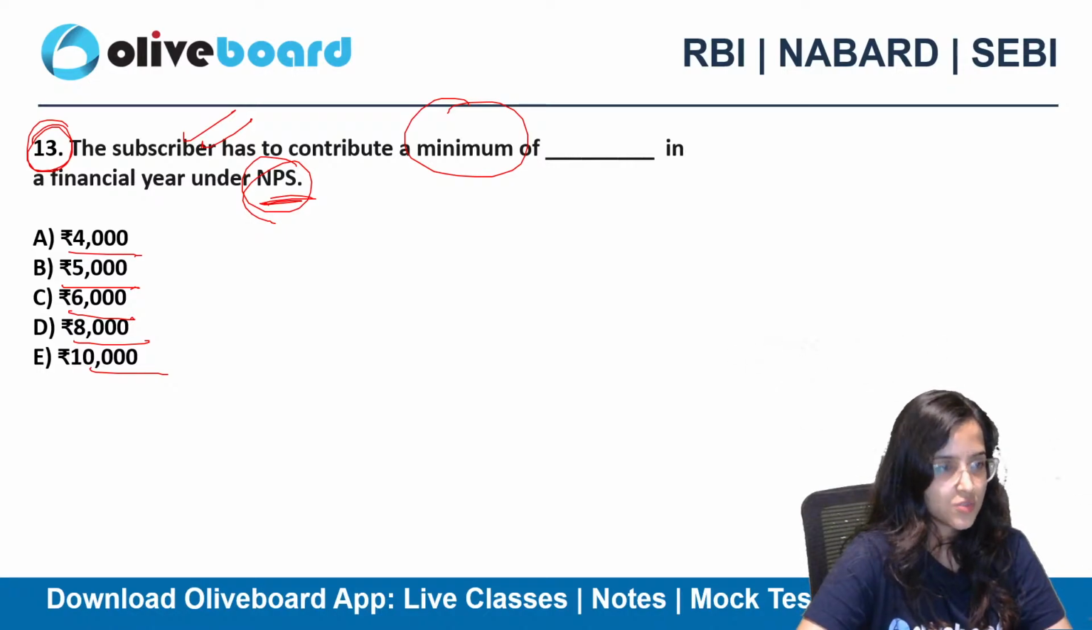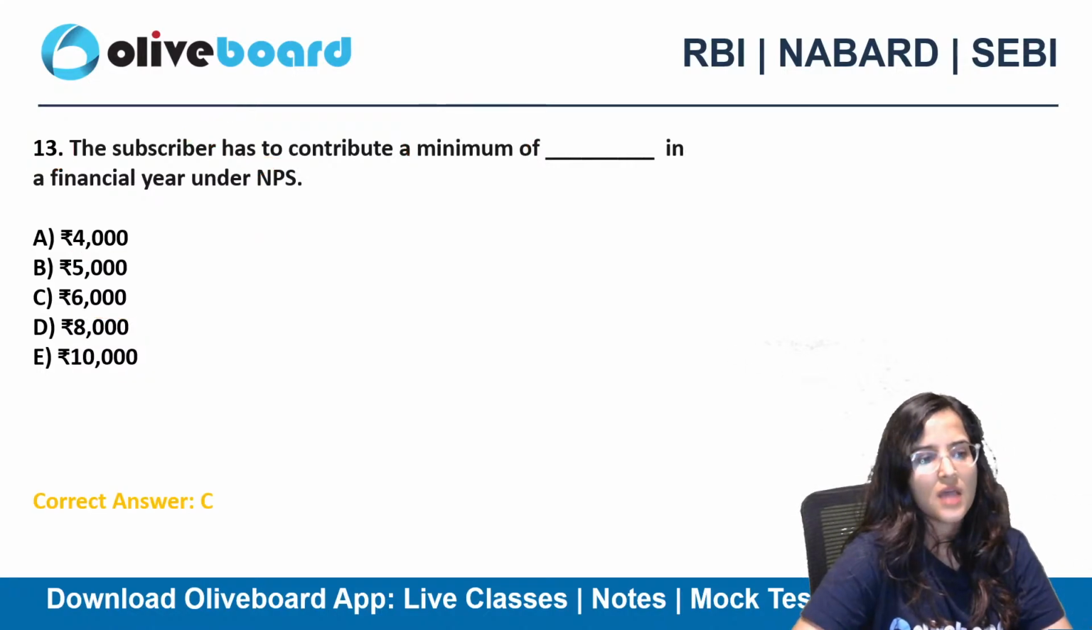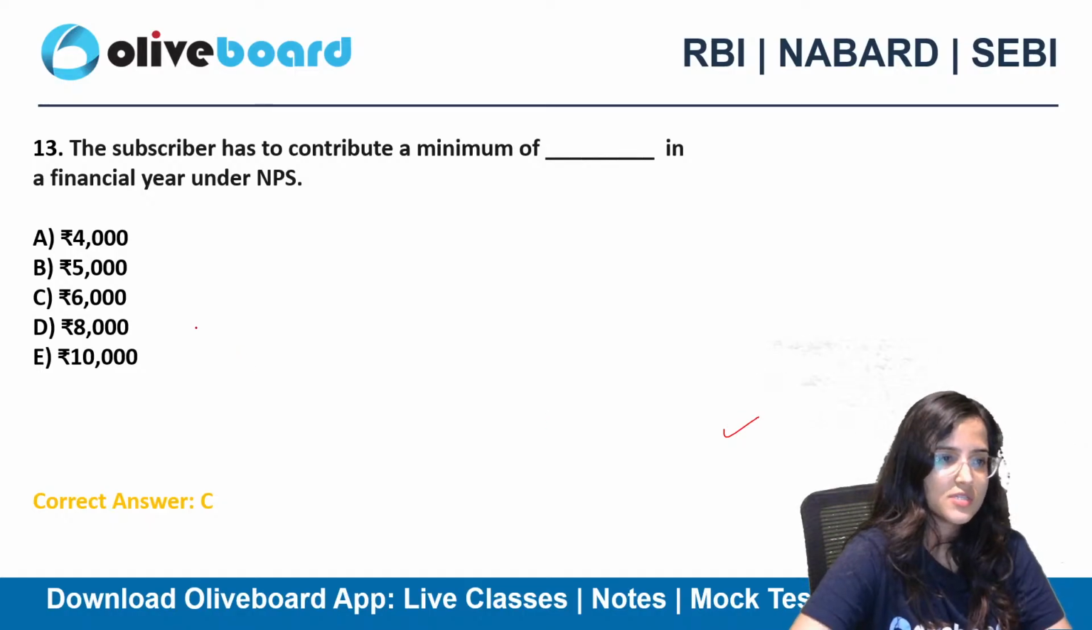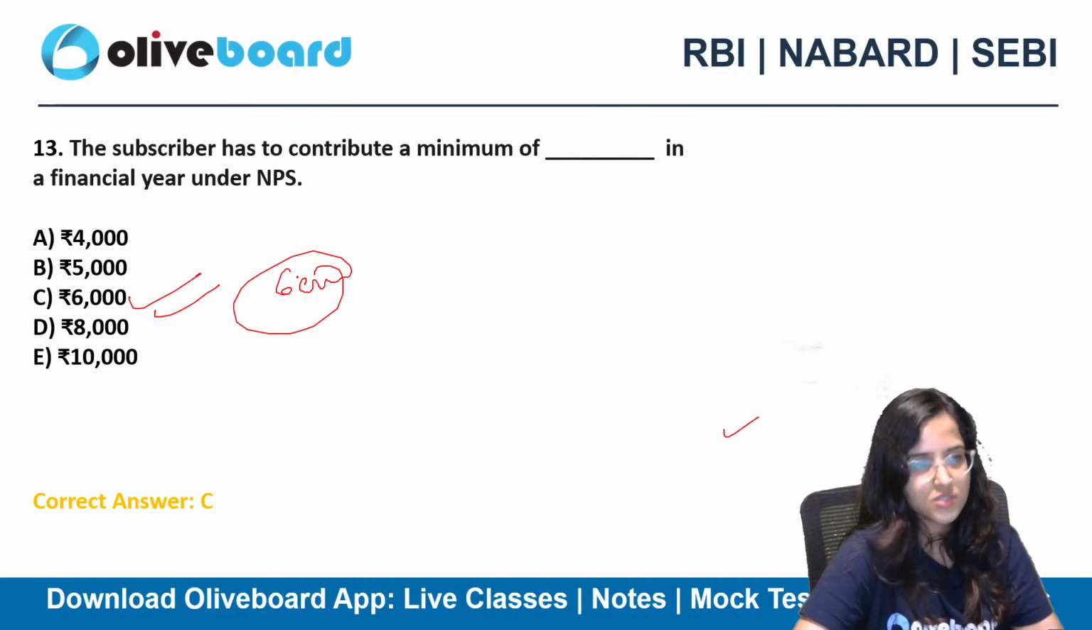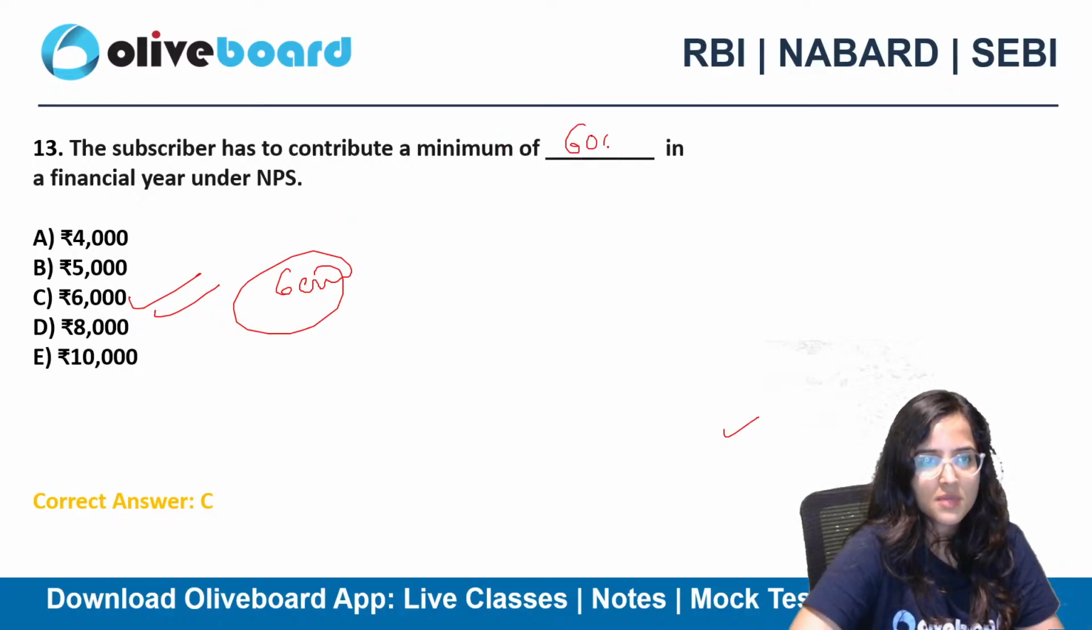Manish is saying, I guess 1,000. The answer is C, 6,000. So 6,000 is the minimum contribution. Okay, it's not 1,000, it's 6,000. Okay, minimum is 6,000. Please remember.